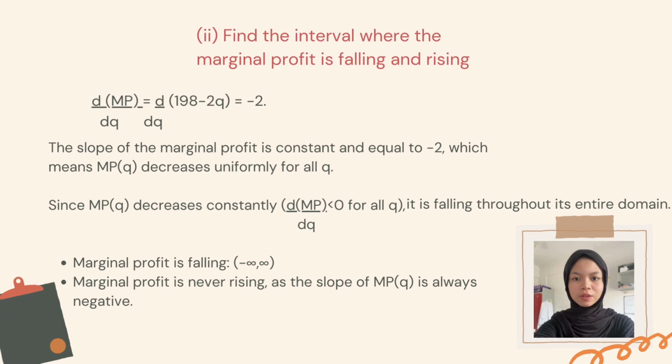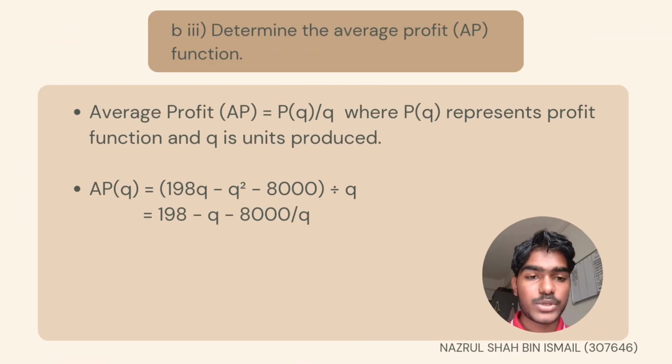So next, for question Roman 2, we need to find the interval where the marginal profit is falling or rising. So we will simplify and we will get minus 2. The slope of the marginal profit is constant and equal to minus 2, which means MP(Q) decreases uniformly for all Q. Since MP(Q) decreases constantly, it is falling through its entire domain. So the marginal profit is falling and the marginal profit is never rising, as the slope of MP(Q) is always negative.